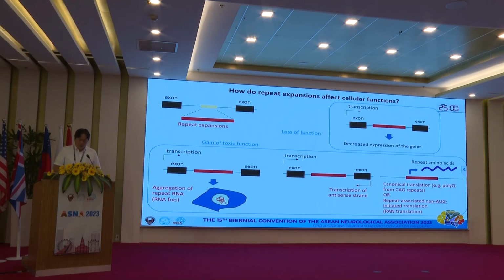This is, of course, caused by the exonic repeat, polyglutamine from the CAG repeat. But these days, this mechanism is also found in the non-coding regions. This mechanism is called repeat-associated non-AUG-initiated translation, RAN translation. So RAN translation occurs in some non-coding repeat expansion diseases, as well as in some exonic repeat expansion diseases, in non-canonical frames.